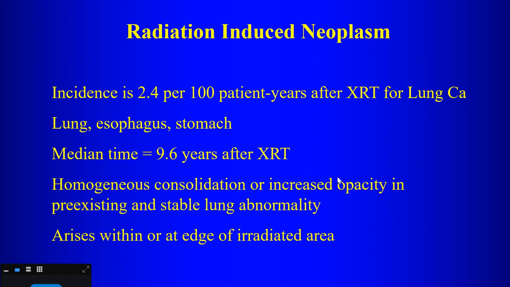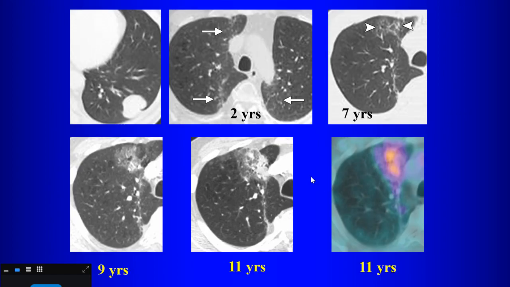So this is a different cancer. This cancer was induced by the radiation therapy. This is not recurrence of the original neoplasm, but was induced by the radiation therapy. But the clue here is that it's many years later, about 10 years later. So if something pops up 10 years later, then you may be dealing with radiation-induced neoplasm. It arises within or at the edge of the irradiated area.